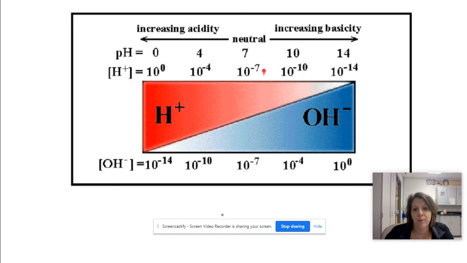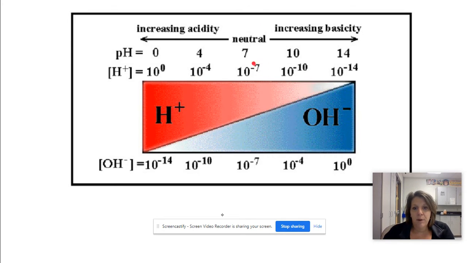Okay, so the numbers. This actually should say 1 times 10 to the negative 7th. So we're writing in scientific notation. 1 times 10 to the negative 7th, remember the negative 7th is 7 decimal spots. So 1 times 10 to the negative 7th is 0.0000001. Okay, so a very small number.